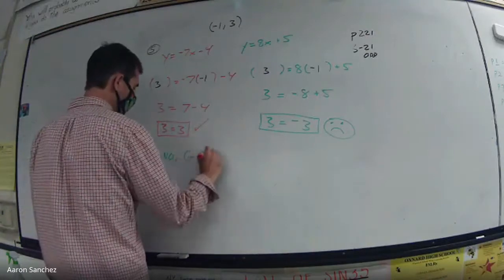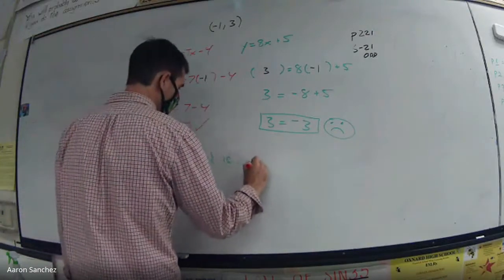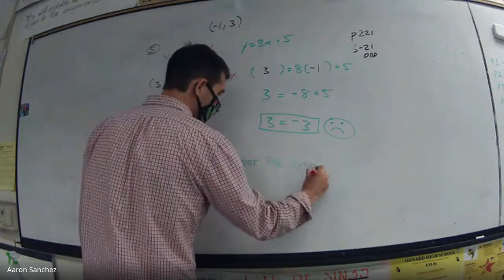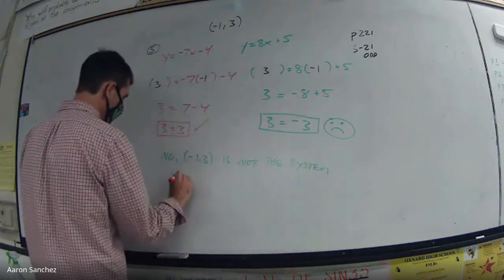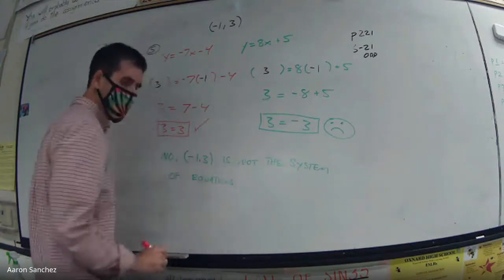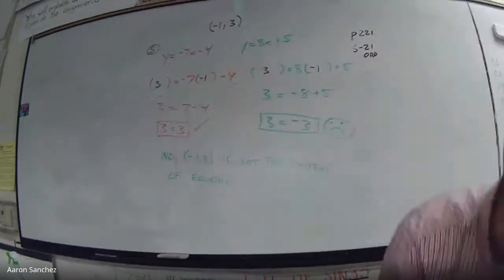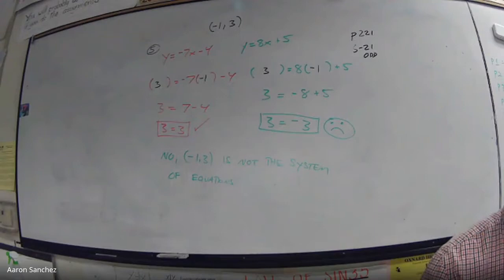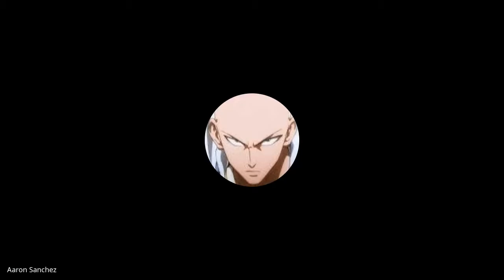-1, 3 is not the system of equations. Okay, so you got to plug both of those numbers in and then solve them. If they both work, it is the system. If they don't, it is not the system. All right. So you saw one that works and one that doesn't work.